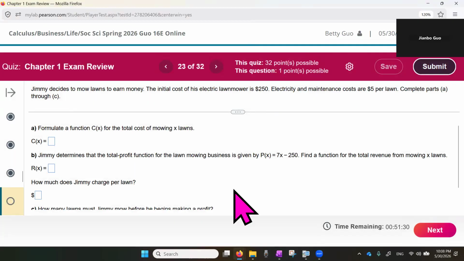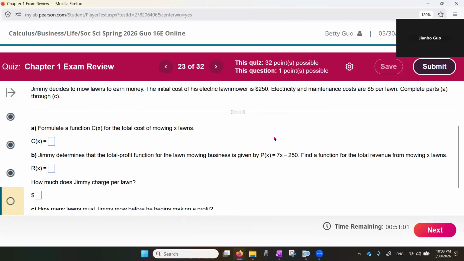Question number 23. Jimmy decides to earn money. Cost function, okay, initial cost, 250. Electricity and maintenance costs are $5 per lawn. Complete part A through C. Part A, formulate a function for the total cost of mowing x lawns.